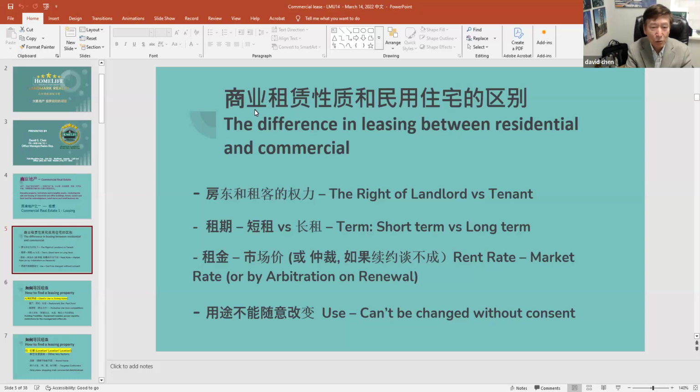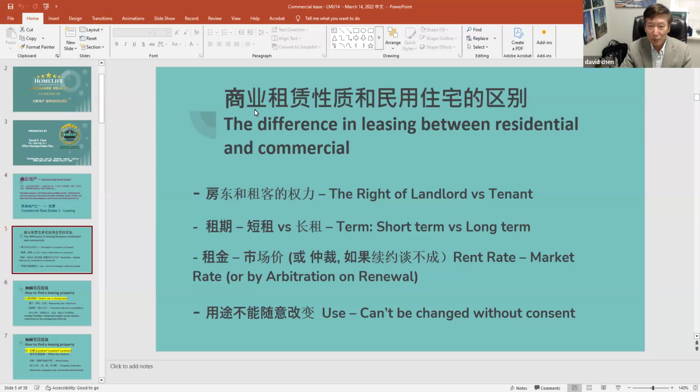Everything, of course, goes by the contract, whatever the contract says, because it is a legal contract. Besides that, the landlord has more power. If something is beyond the contract, the landlord can make their own decision, they can do whatever.